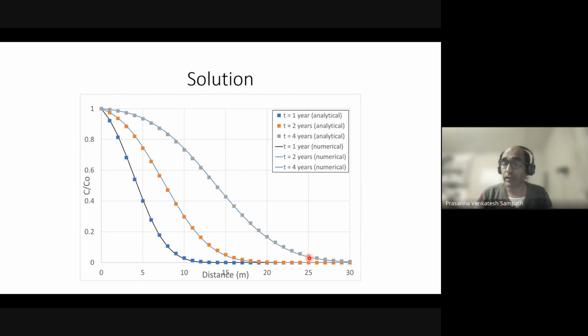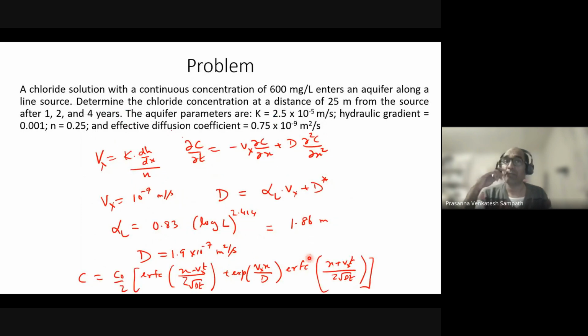So good point. Let's just go back and read the question. A chloride solution with a continuous concentration of 600 mg per liter. That is the condition. So the source is always being provided at 600 mg per liter. That's important, because you're maintaining the concentration at the source at 600 mg per liter throughout, and this whole approach assumes that.